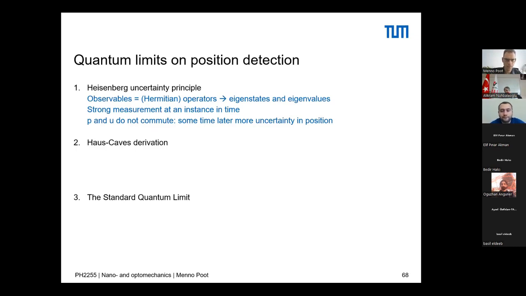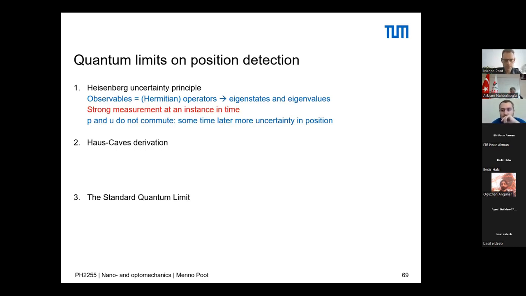And in this case, when you have variables that do not commute, for example, the momentum and the displacement, then that means that a little bit of time later, you will get more uncertainty in the position, because we saw in the exercise that the uncertainty in the momentum will grow as a function of time into an uncertainty in the position. So the thing that we learned is that also in this case, we talk about a strong measurement at an instance in time, and that was not what we usually have in mind when we do optomechanics.